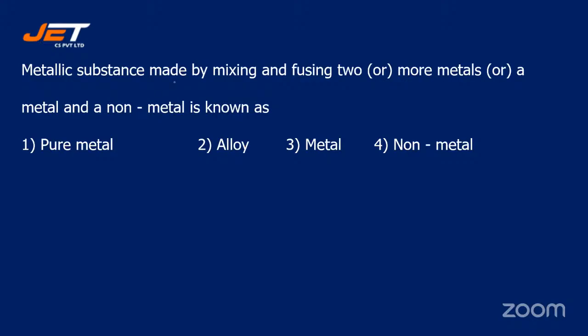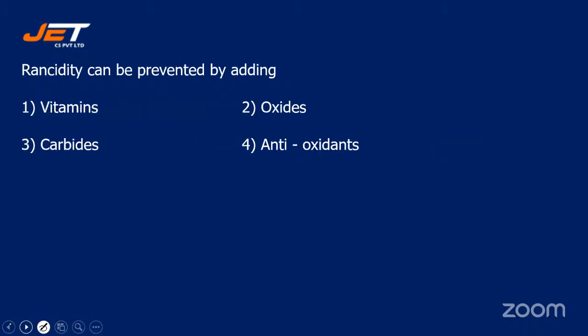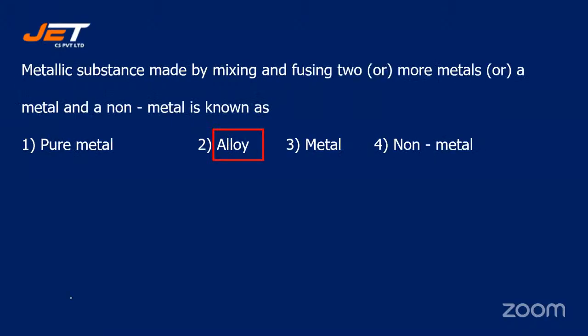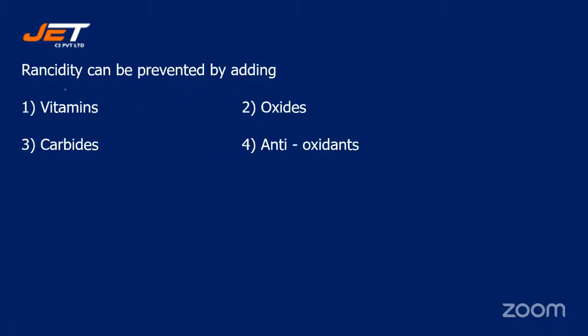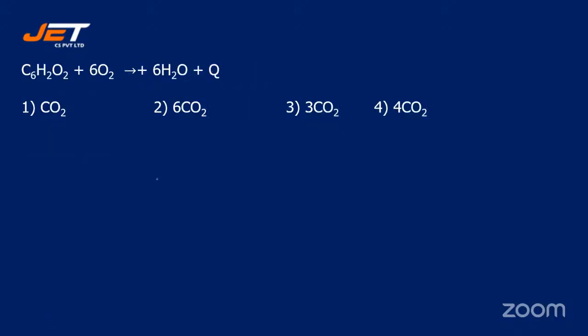Next question. A metallic substance which is made by mixing or fusing two or more metals or non-metals is known as... I think this also we discussed yesterday. The answer is alloy. When it's a mixture of metals, it is called an alloy. Next question. Rancidity can be prevented by adding antioxidants. This one also we have done. I have already mentioned that rancidification is nothing but oxidation. So if you add an antioxidant that works against the oxidation reaction, it will prevent rancidification.